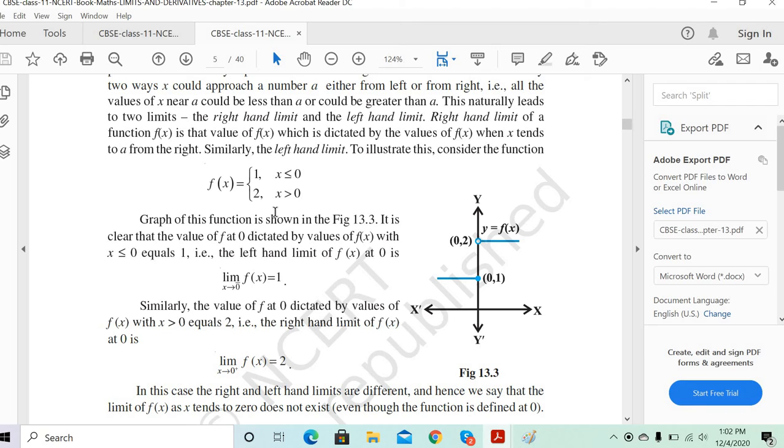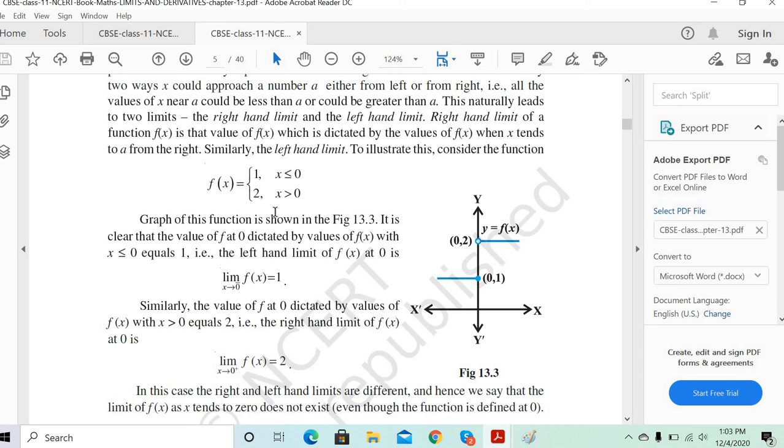So basically what we need to understand here is when you come from the positive side of 0, the positive x-axis, and x reaches 0, you are reaching the point 0, 2. But when you come from the negative x-axis towards 0, you are reaching the point 0, 1. So both have a distance of 1 unit between them. Both are not the same.